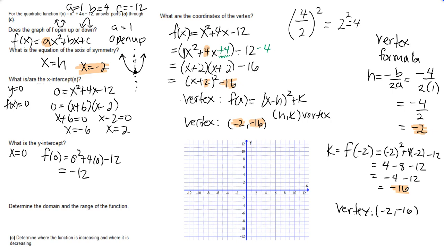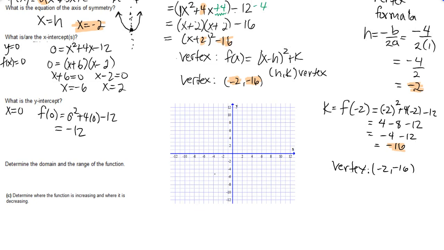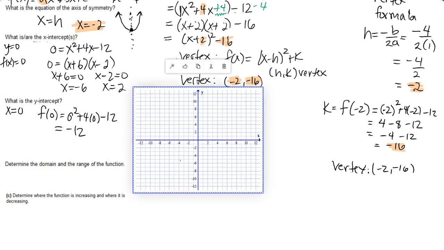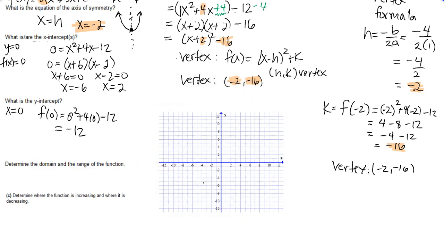Next, I'm going to draw the graph. So we have now found that we have a vertex at negative 2, negative 16. And what I'm going to do is adjust my picture just a little bit because I can see that my vertex is a little bit lower than I need it. So if I continue this down, that would be negative 13, 14, 15, 16. So negative 2, negative 16 is where the vertex would be.